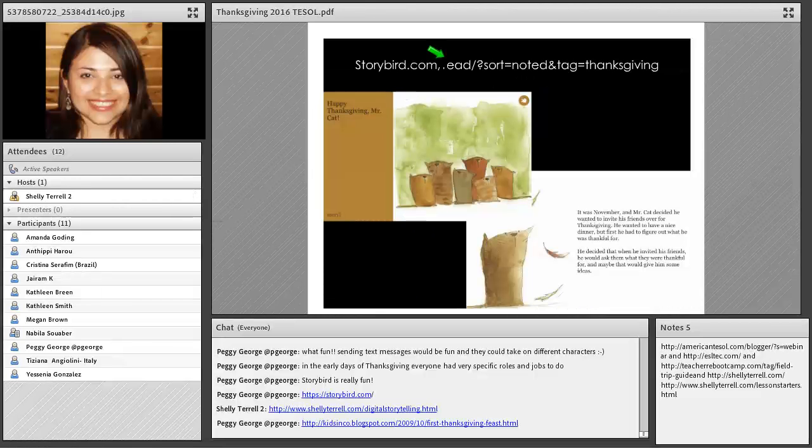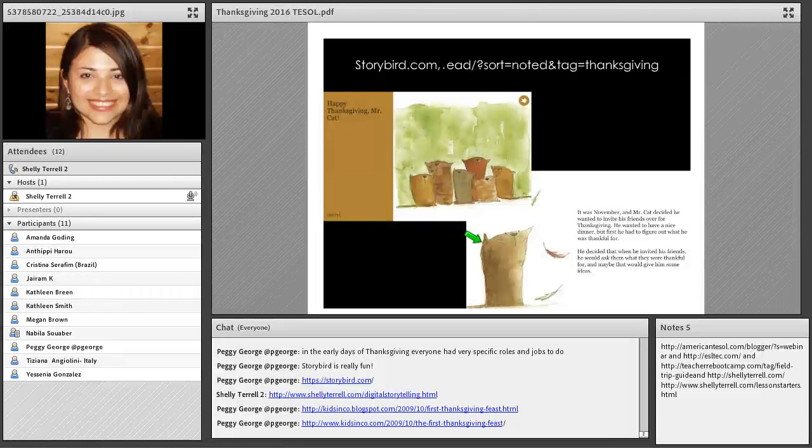So Storybird.com is one of the tools I recommend for retelling or telling stories that revolve around the Thanksgiving theme, because you have professional artists who provide a bunch of great art. They have different examples on the site that your students can learn from and see, like one called Happy Thanksgiving, Mr. Cat. So this is very quick. If you get the computer lab for a day, or even for 10 or 15 minutes, your students could go in and create a Storybird very quickly.